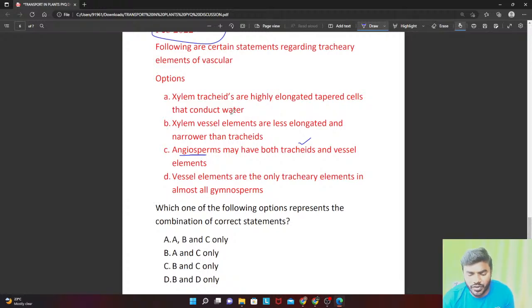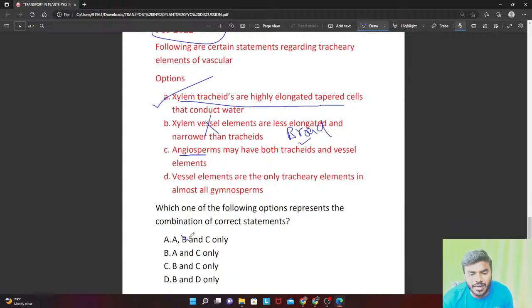Wonderful, very, very good. So xylem tracheids are highly elongated tapered cells which conduct the water. So this is right. And option B, what is it? Xylem vessel elements are less elongated and narrower than tracheids. So it is a wrong statement. They are broad, very, very broad. Right. Option B is wrong.